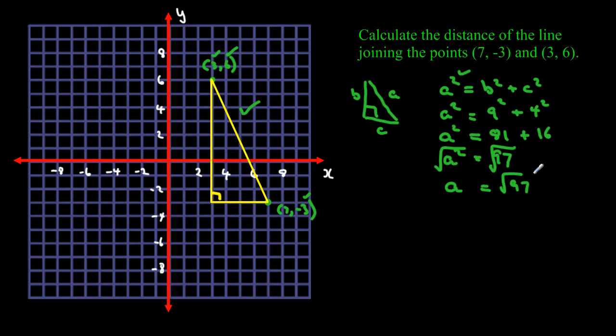So if you work out the square root of 97 and we round it to 2 decimal places, you get the answer 9.85, and we'll just write next to here to 2 decimal places. So there's our distance, 9.85. That's using the Pythagoras formula to calculate the distance of that line.